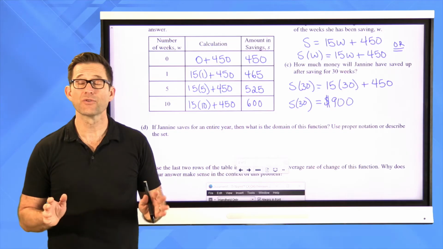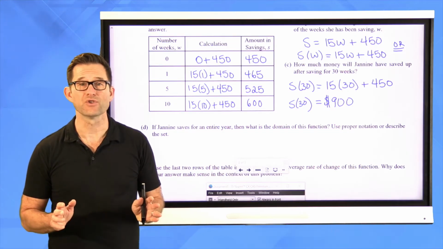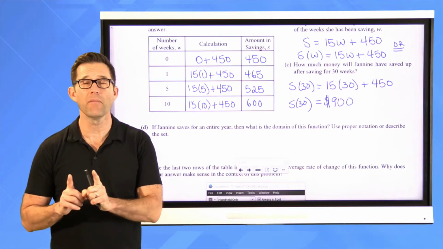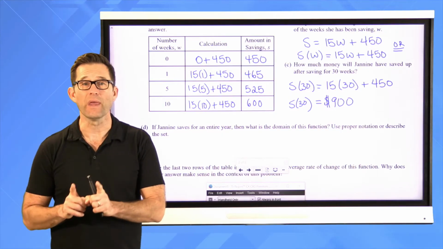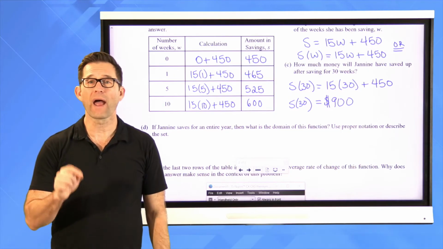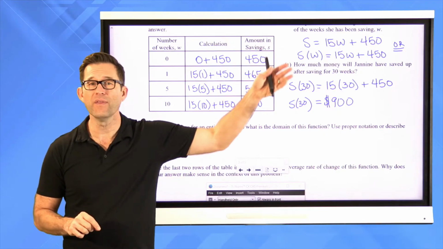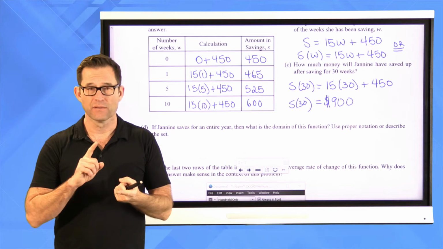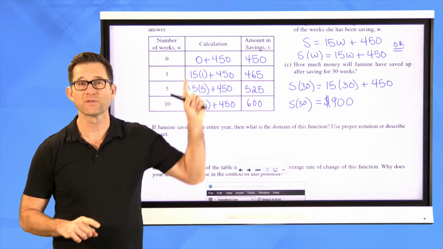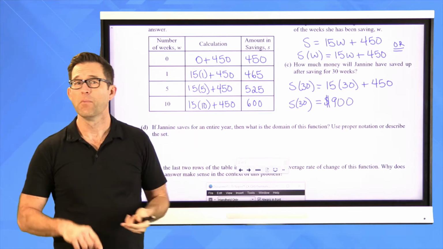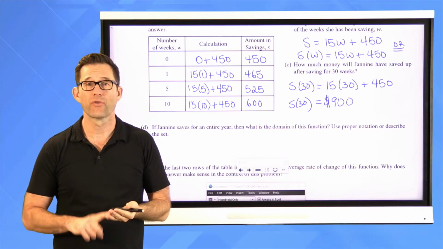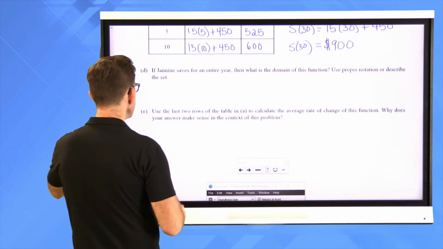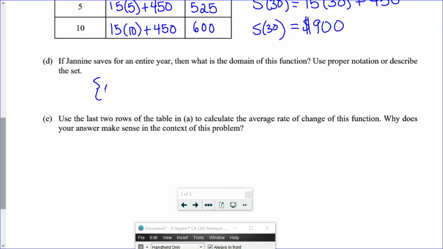Well, this is a little tricky. I don't want to use interval notation, and primarily because Janine is only putting in money at the end of each week. There really should be no fractional weeks that are allowed in this linear model. In fact, she puts no money in, that's 0 weeks. We definitely can have that. But then 1, 2, 3, etc. So I claim that you should write the set out either like this.